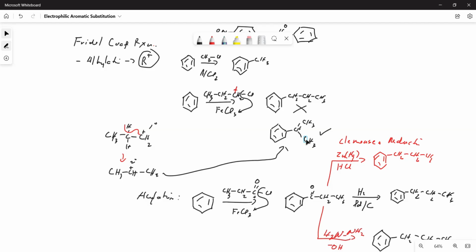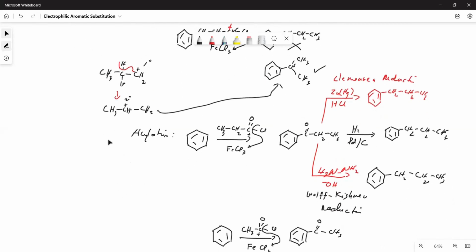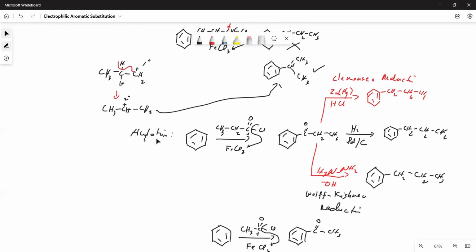Okay? Now, supposing you want this product, propyl benzene. Well, you cannot use this process because you will always end up with isopropyl benzene. So how do you produce this? Well, there's a way. You do Friedel-Crafts acylation reaction using propanoyl chloride. So the chlorine will be removed by the Lewis acid again. The positive will be here. And this is the one that will be attached to the benzene.